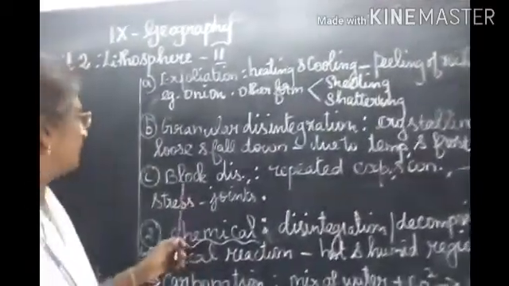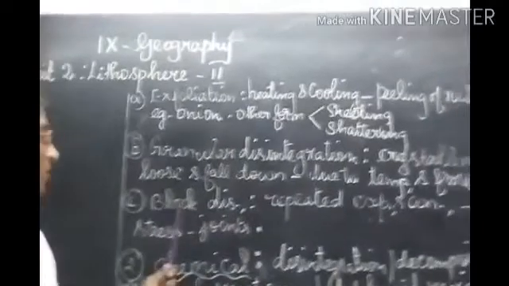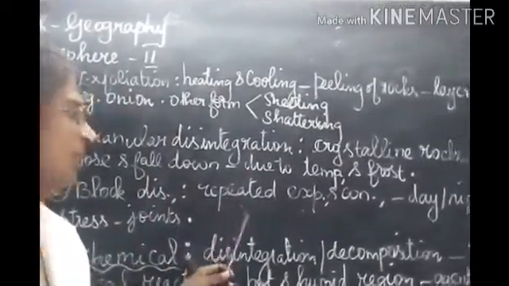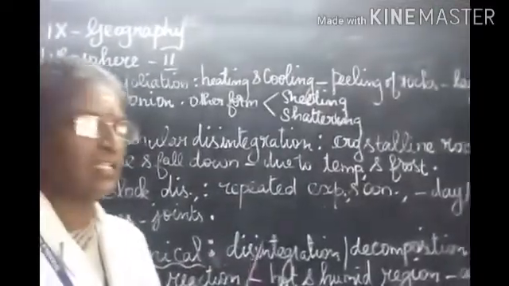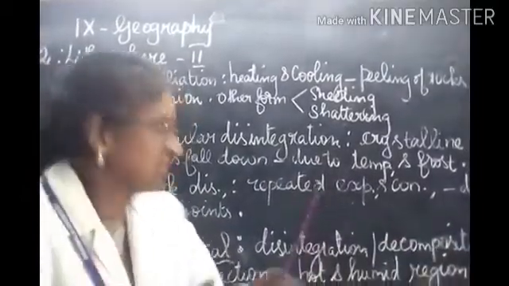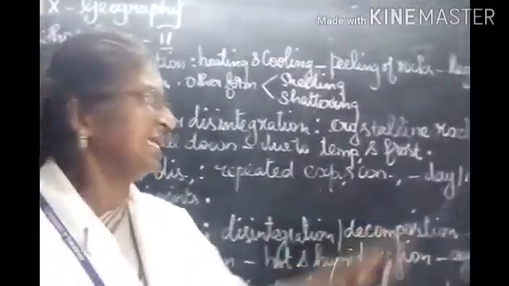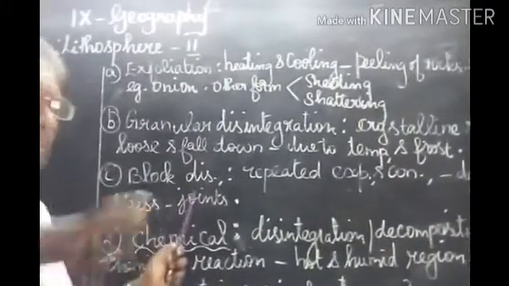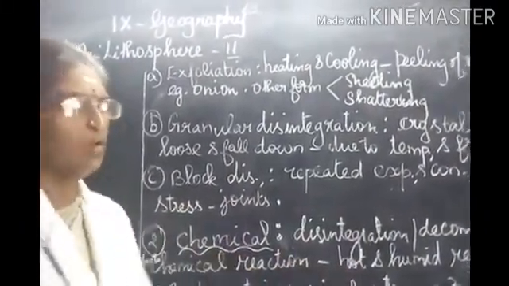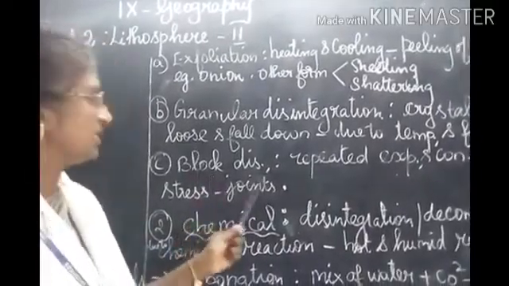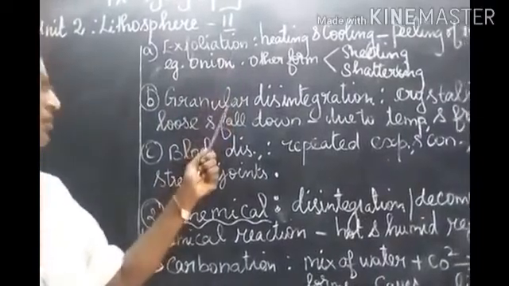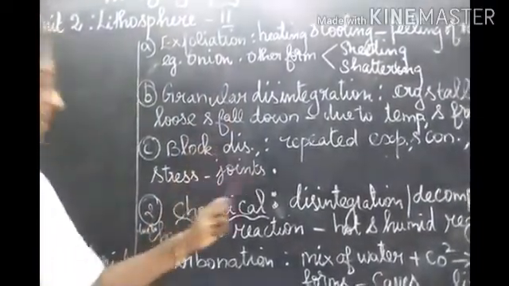The third one is block disintegration. The block disintegration happens repeatedly, and because of this repeated action there is expansion and contraction, expansion and then contraction during day and night, which causes stress. Stress in the joints and there is a breaking of rocks, which is called block disintegration. So the physical weathering is divided into exfoliation, granular disintegration and block disintegration.